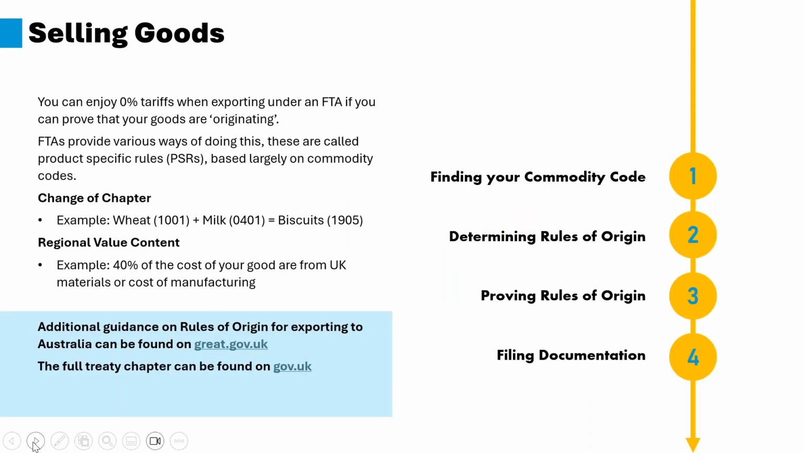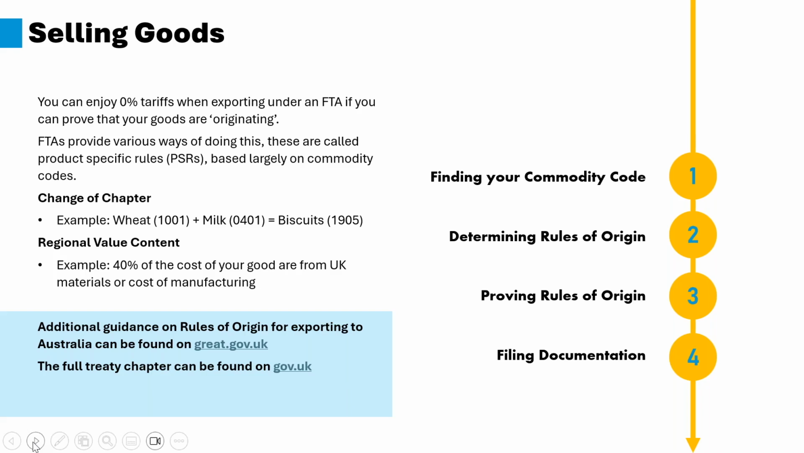Now we move on to the selling goods side of things. As I mentioned, you might have to do a bit of homework if you're selling a particular product that's being manufactured in the UK. You can enjoy 0% tariffs, but you need to prove that your goods are what is called originating, which basically means it counts as a UK produced good.